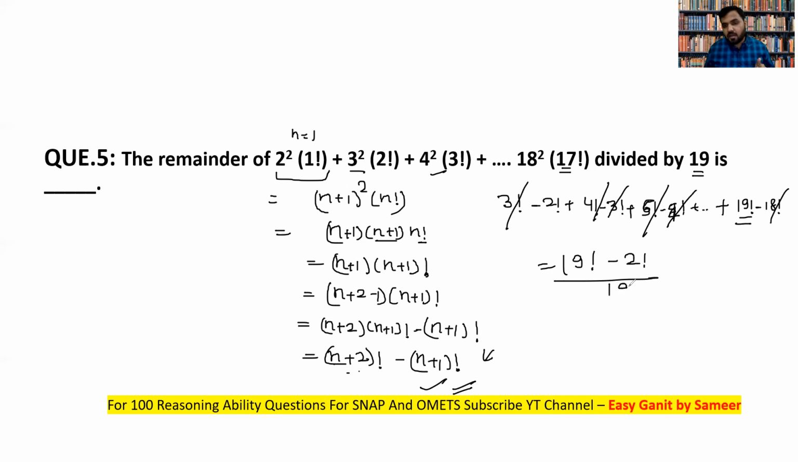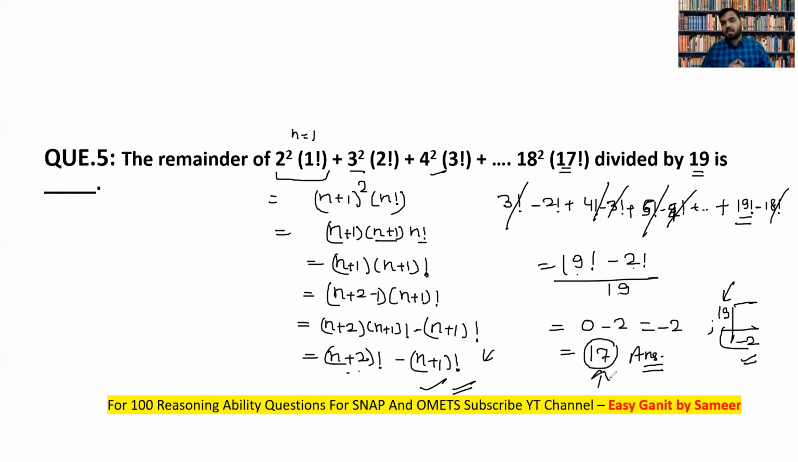Now this number when divided by 19, what is the remainder? 19 factorial by 19, the remainder would be 0. 2 factorial is 2, 2 by 19 again the remainder is 2, minus 2, that is remainder as 17. So when I divide a number by 19 and I'm getting a remainder of minus 2, my divisor is 19, remainder is minus 2, the final answer would be 19 minus 2, that is 17. You need to add negative remainder to the divisor to get the positive remainder. 17 would be the correct answer to the question. That's the question number 5.